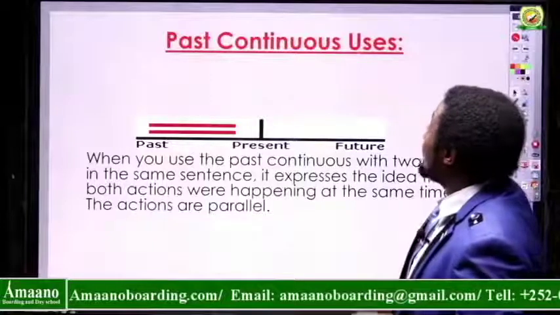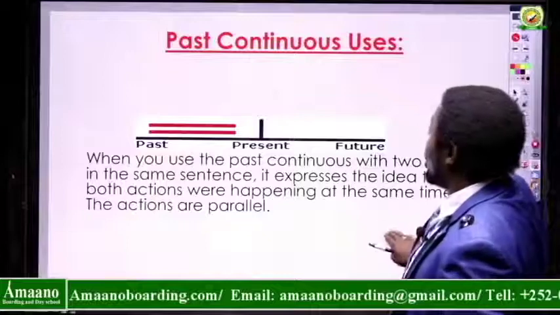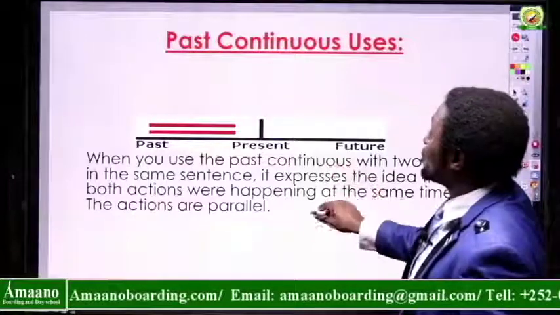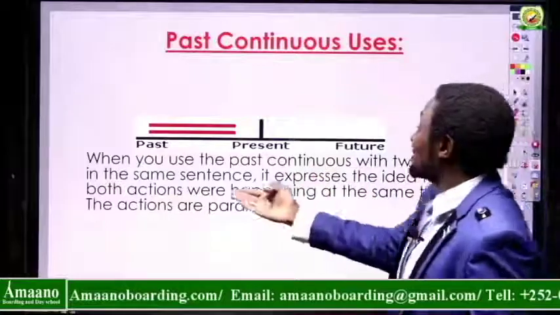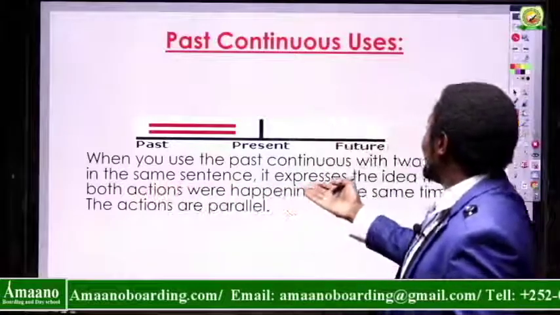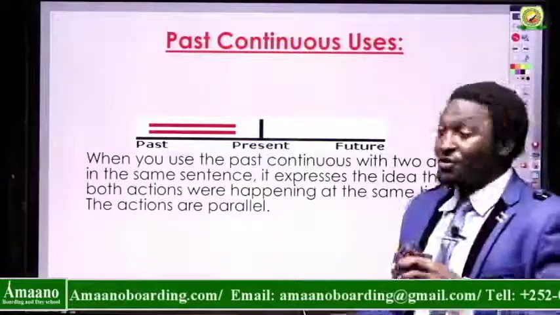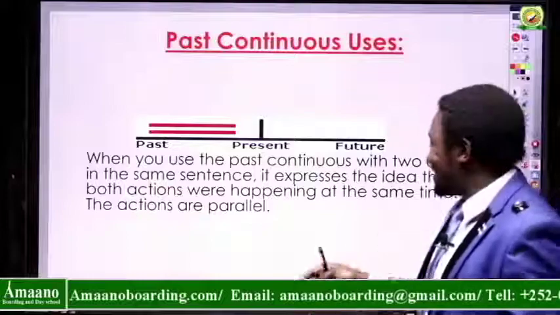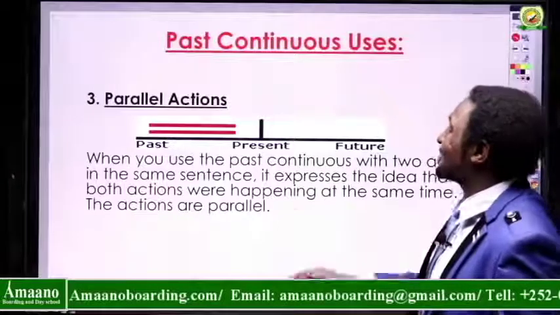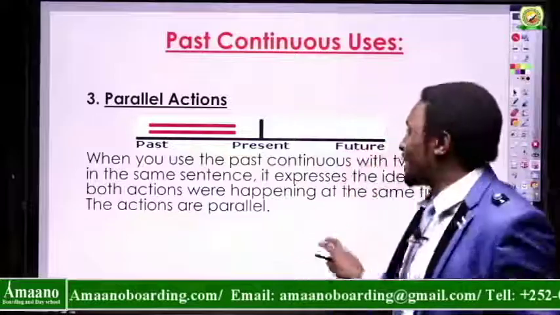Now, the next one is used to show two actions in the same sentence. It expresses the idea that both actions were happening at the same time. So this is another usage: two actions that were happening at the same time in the past. Parallel actions. Parallel means happening at the same time.